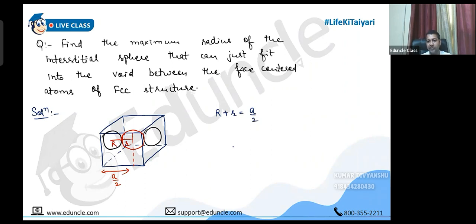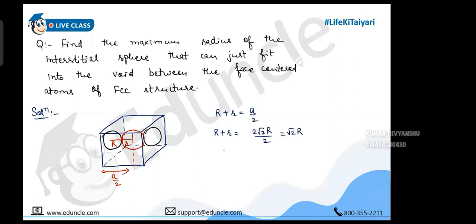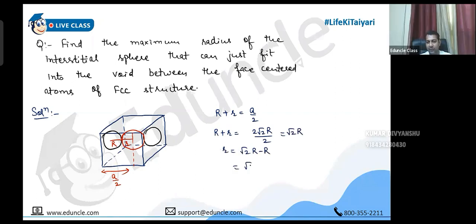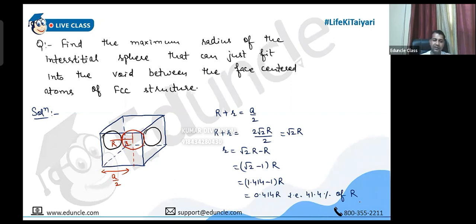No? Now it is FCC structure, so a is not equal to 4r by root 3. What is the value of a in case of FCC? Sir, 2 root 2 r. So small r will be equal to root 2 R minus R. So it will be (root 2 minus 1) into R. So 1.414 minus 1. So this void is bigger, you can see. It is having the radius 41.4% of R. This one is bigger. Clear?